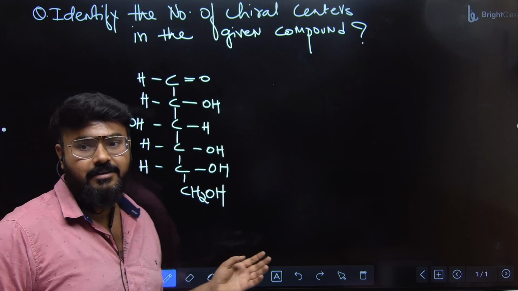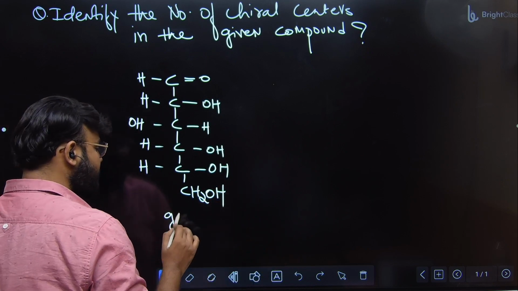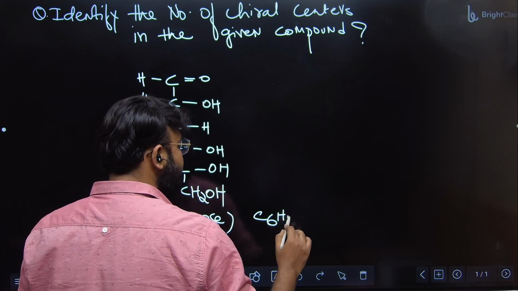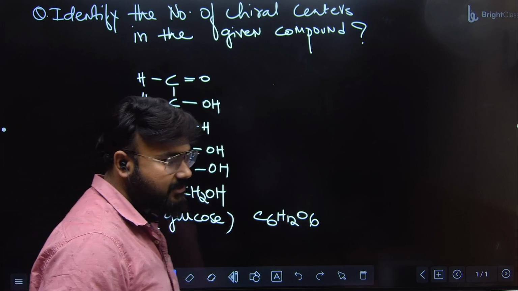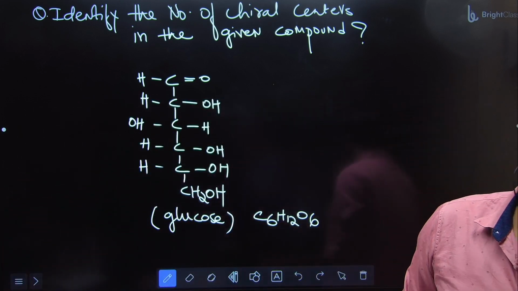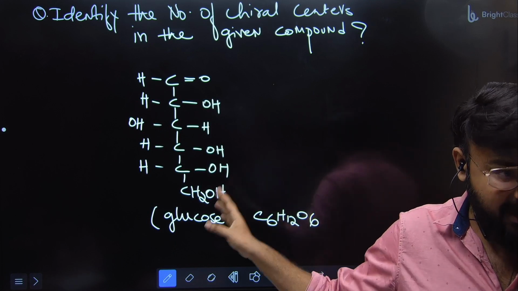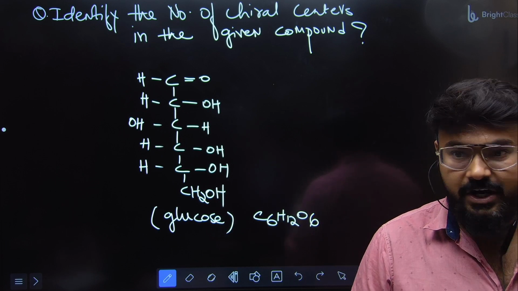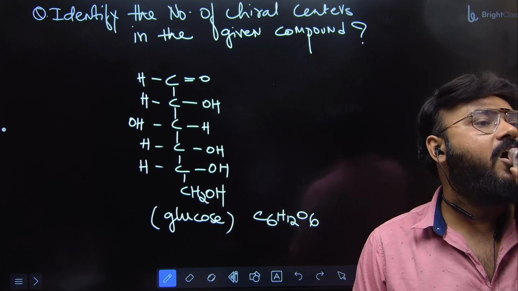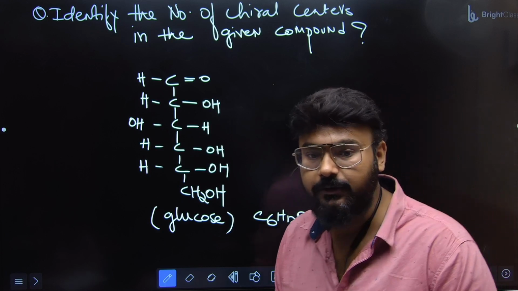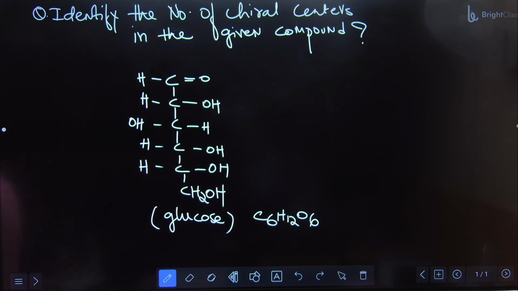And by the way, this is the structure of glucose. What is the molecular formula of glucose? C6H12O6. You can check. It is C6H12O6. Okay, now let's see how many people will get this. Out of six carbons, how many are chiral, that you have to check. One, two, three, four, five, six. How many carbons are such carbons where all four valencies are different? Just check.